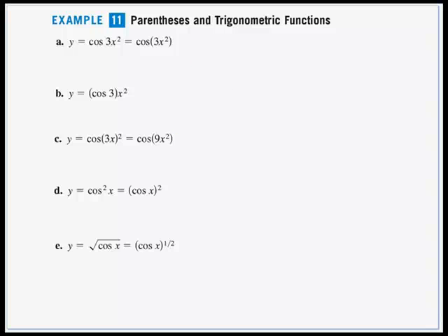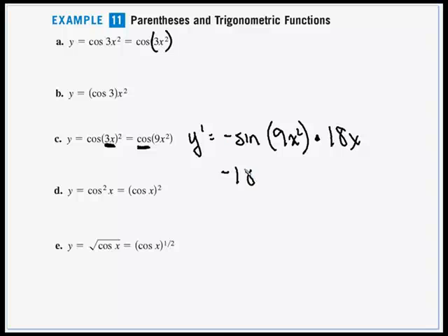Another variation on the parentheses. Here the 3x squared was totally in the parentheses, 3x squared. Now we have the 3x in parentheses, quantity squared. And we can simplify that a little bit by working this out. 3x squared, 3x times 3x is 9x squared. Now this will be a lot like the first example then. The derivative of cosine is negative sine of the exact same quantity, 9x squared, times that inner function's derivative, 18x. And then rewrite it, we'll put the negative out front, negative 18x times the sine of 9x squared.